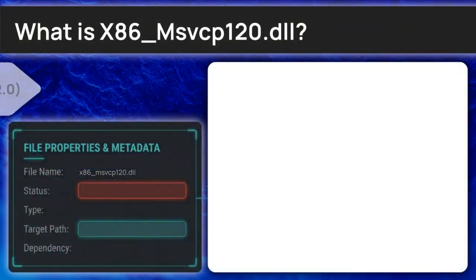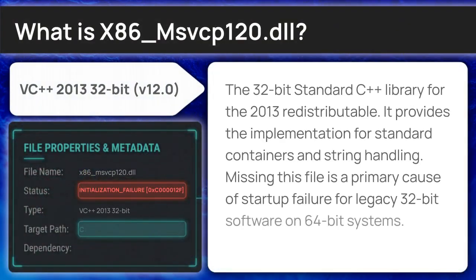This is the x86 Microsoft Visual C++ Standard Library 120, the 32-bit standard C++ library for the 2013 redistributable. It provides the implementation for standard containers and string handling. Missing this file is a primary cause of startup failure for legacy 32-bit software on 64-bit systems. Now that we've covered what the file does, let's jump into our first fix.